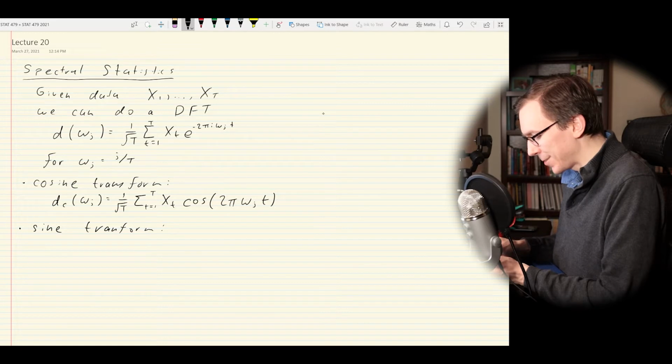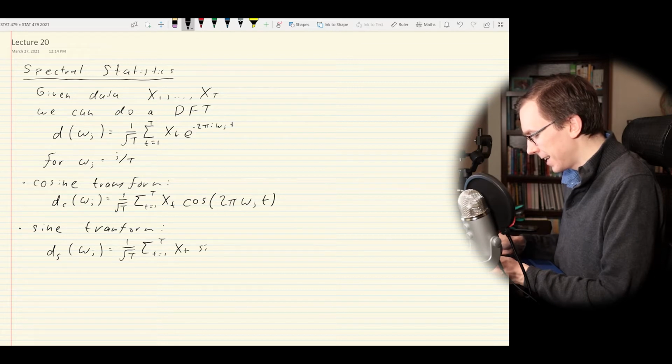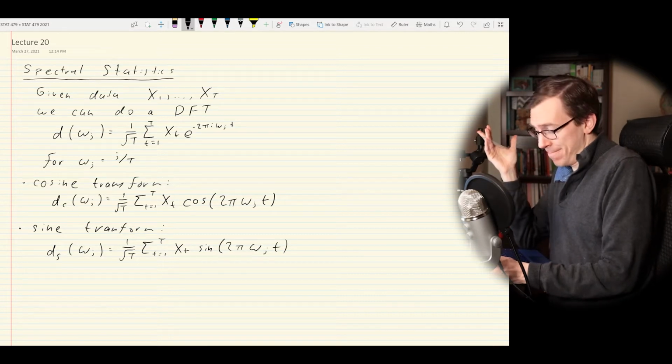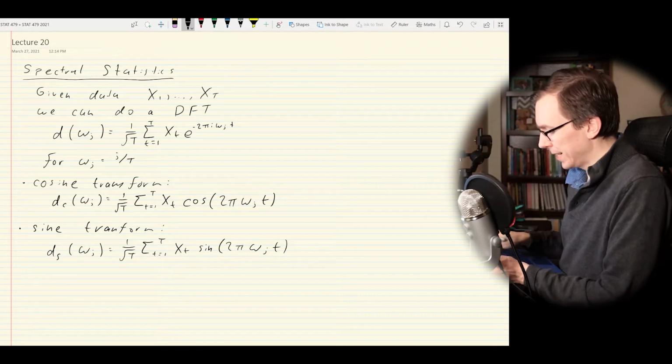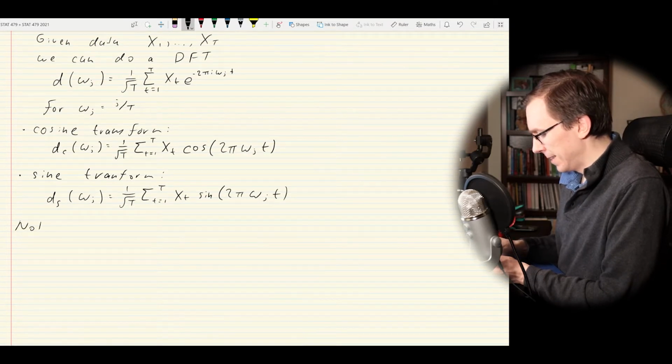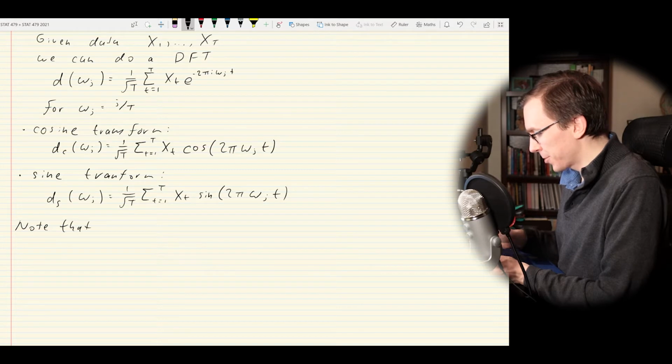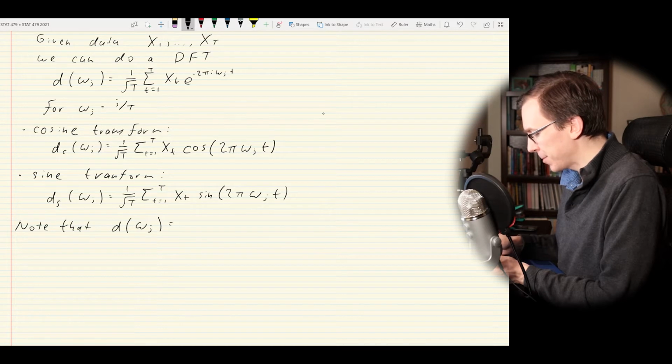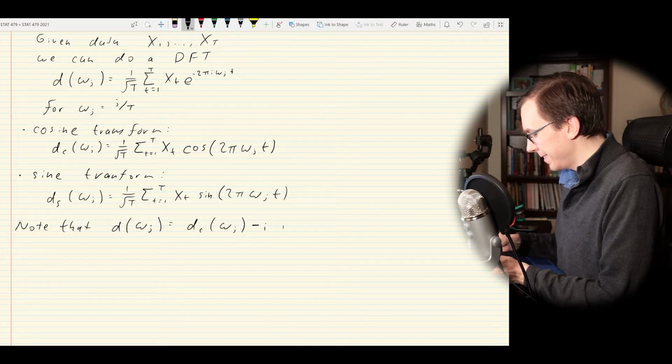And the sine transform is exactly what you'd probably expect. It's going to be the same formula, but I'm going to flip the cosine with the sine. And we get something that looks like this. Sine 2 pi omega j t. Okay, great. And if we really want to, we can note that the discrete Fourier transform, that is the whole thing, d omega j in this case, can be written as d sub c omega j minus i d sub s omega j.